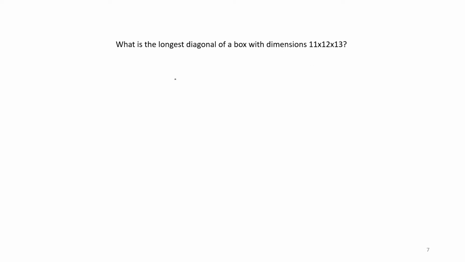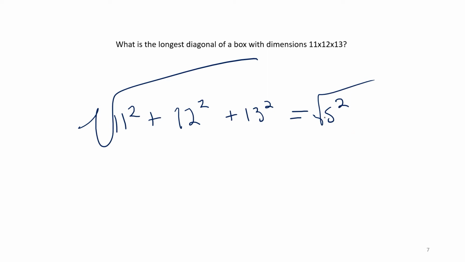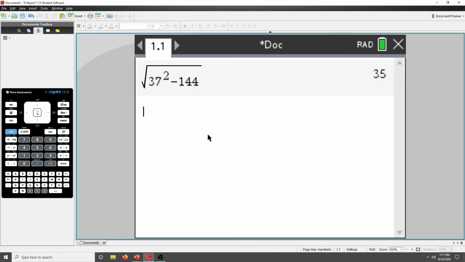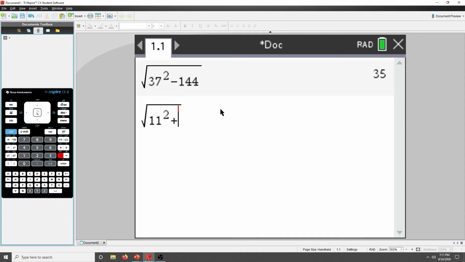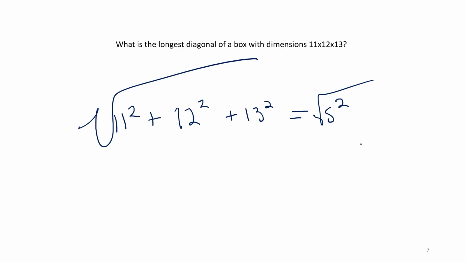I'm not going to draw it. I didn't add a shape. So we're just going to do 11 squared plus 12 squared plus 13 squared equals S squared. If we root this, we will get our S, our diagonal, which is the longest diagonal in the box. So 11 squared plus 144 plus 169, I believe, is 434. Square root is approximately 20.83. S equals 20.83.